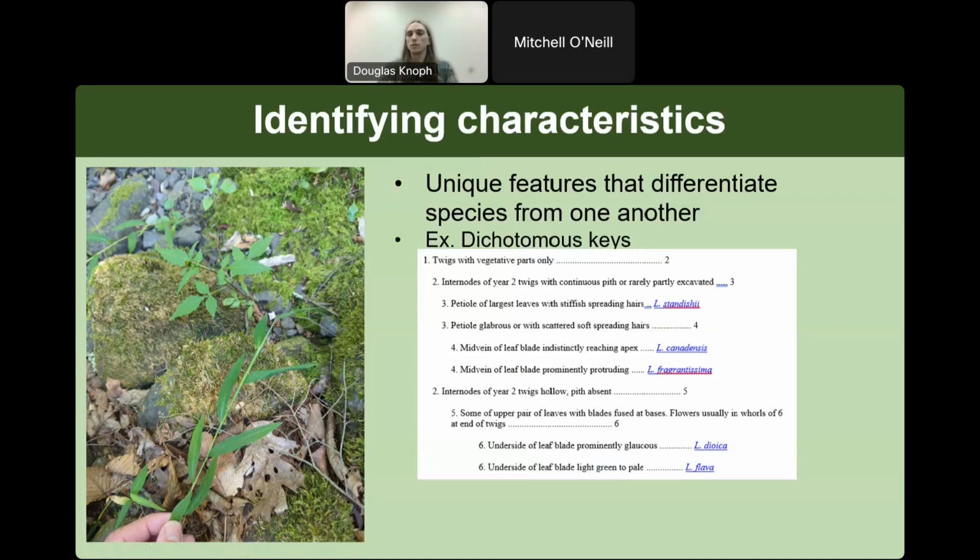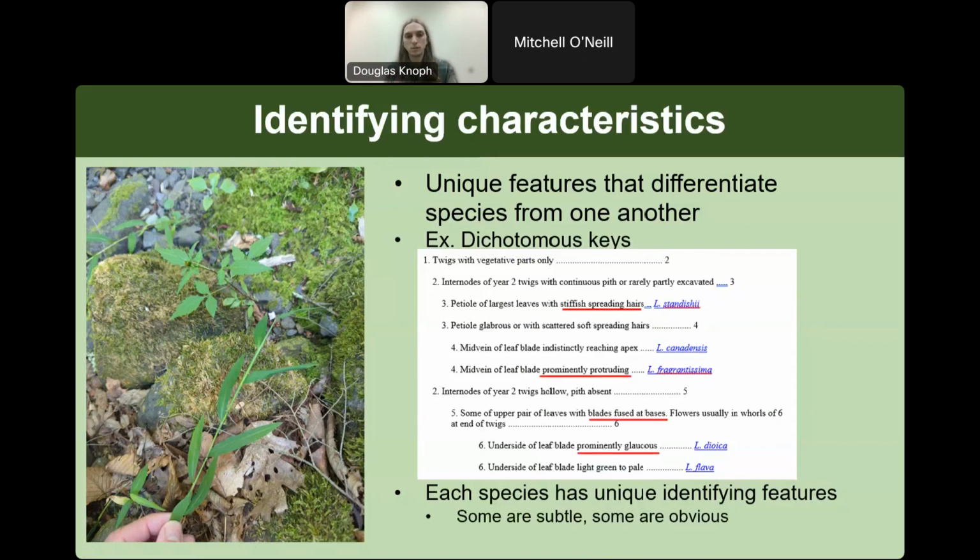If you are looking through the different steps that it lists out, each species, where it dead ends at the actual species, has some sort of unique identifying feature that none of the other species within that genus have. So as an example here, I have a snippet of a key for Lonicera species, or bush honeysuckles. Some of the underlying things would be considered identifying features. Some are very subtle, some are more obvious. If something is hairy versus not hairy, or if certain leaves are fused at the base versus individual leaves, that's kind of an obvious thing.